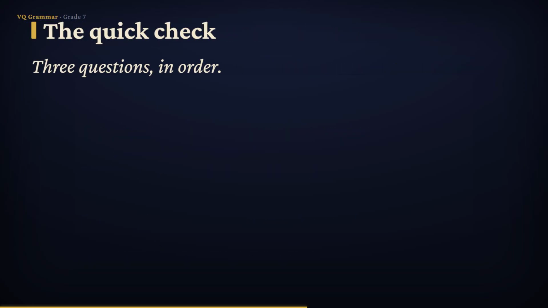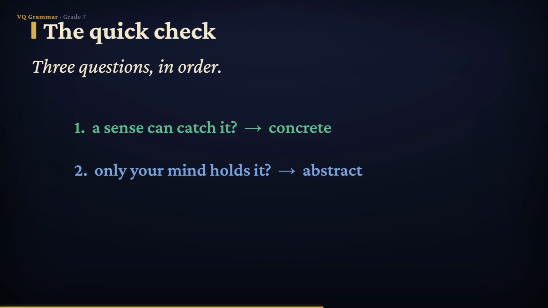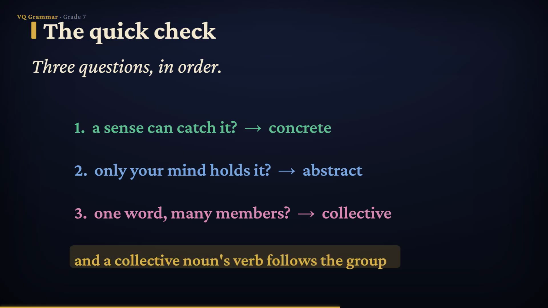Let's boil the whole lesson down to a quick check. For any noun, run 3 questions in order. 1. Can a sense catch it? If so, it's concrete. 2. Can only your mind hold it? If so, it's abstract. 3. Does one word cover many members? If so, it's collective. And don't forget the bonus rule. A collective noun's verb follows whatever the group is doing. Ready to practice a few together?